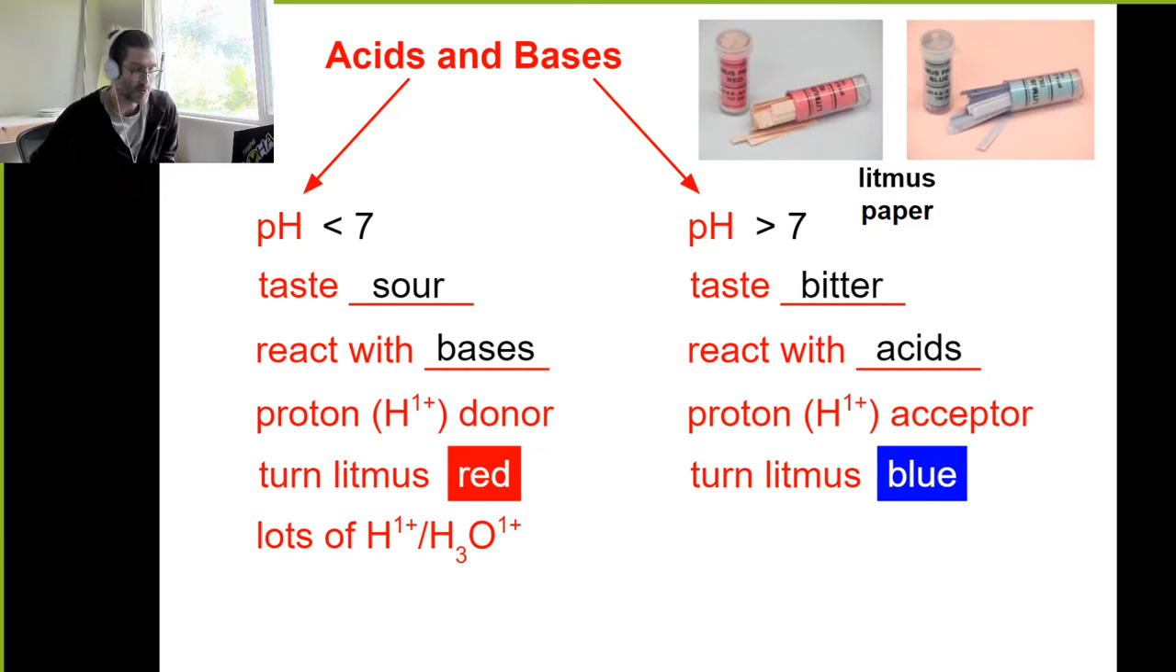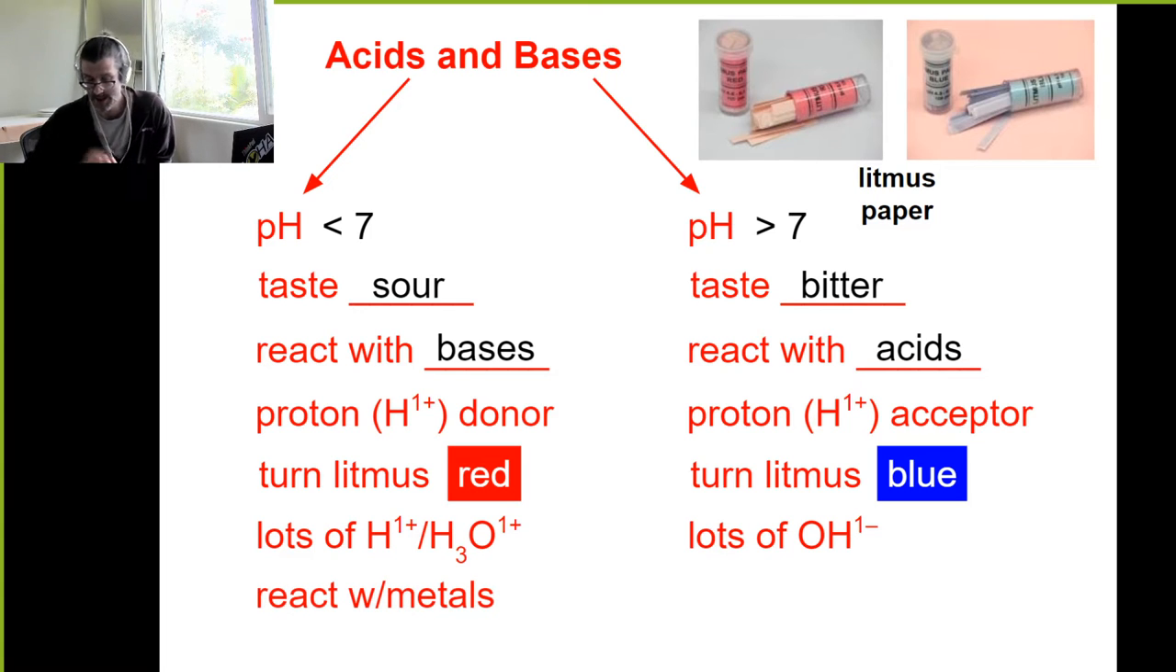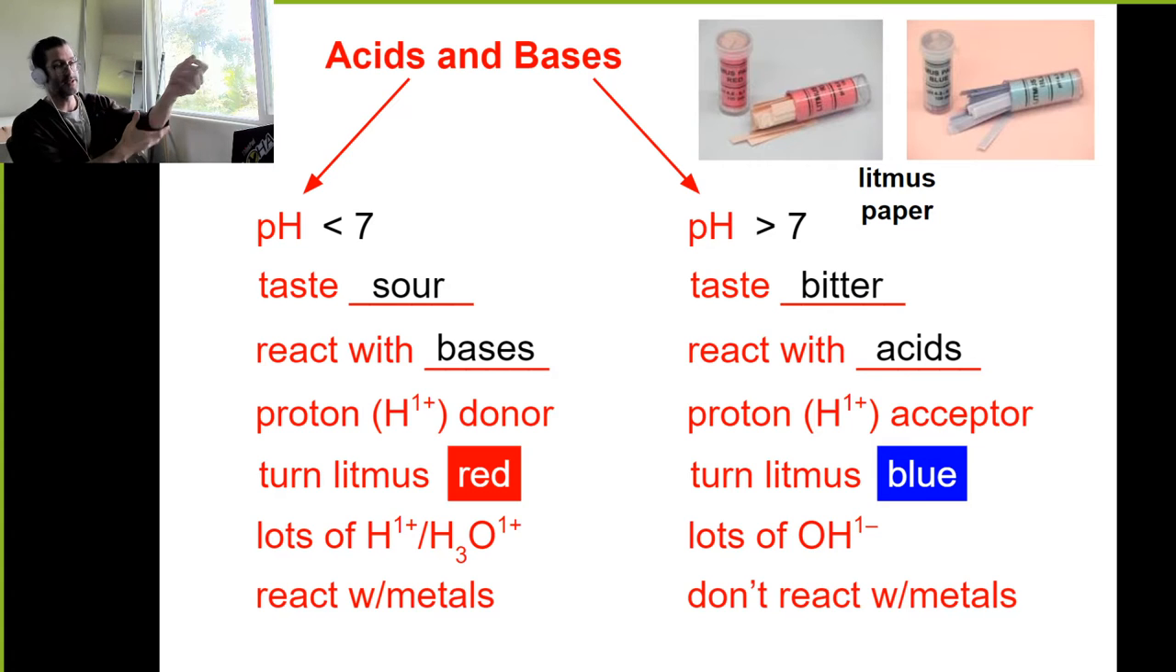Acids have lots of H+, or H3O+. I say H+ because it's easier to say than H3O+. There are fewer words. Why use many words when fewer do trick? While bases have lots of OH-. Acids will react with metals. Bases don't. You can use bases to clean things like fine silverware, like wood ash is lye.